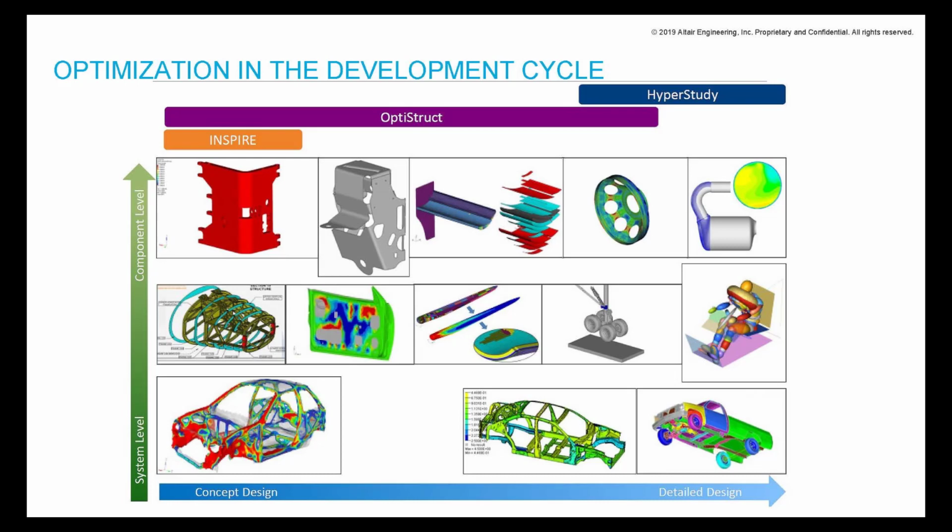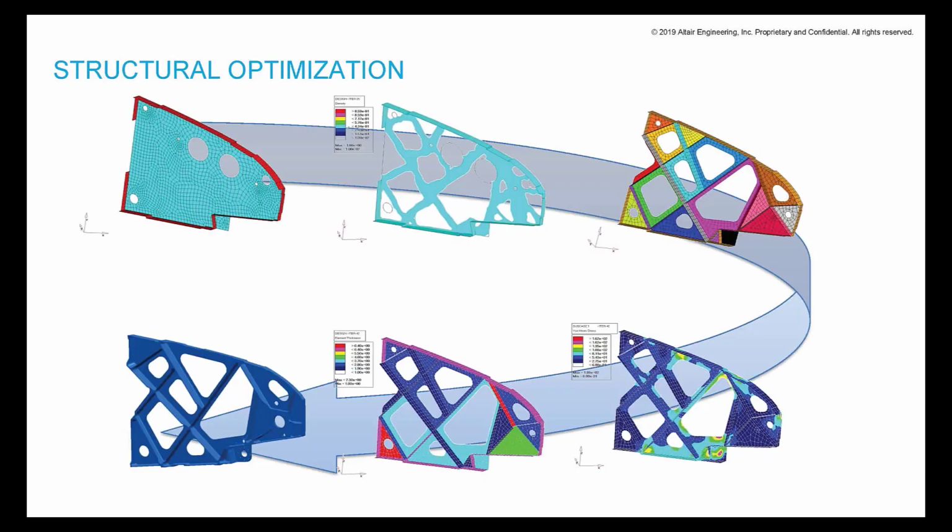Inspire is used to develop structural concepts meeting basic performance requirements, while Optistruct is used to fine-tune the designs. In structural optimization, it is assumed that the problem can be formulated before the search and convergence begins, which is good at providing a specific answer to a specific question.